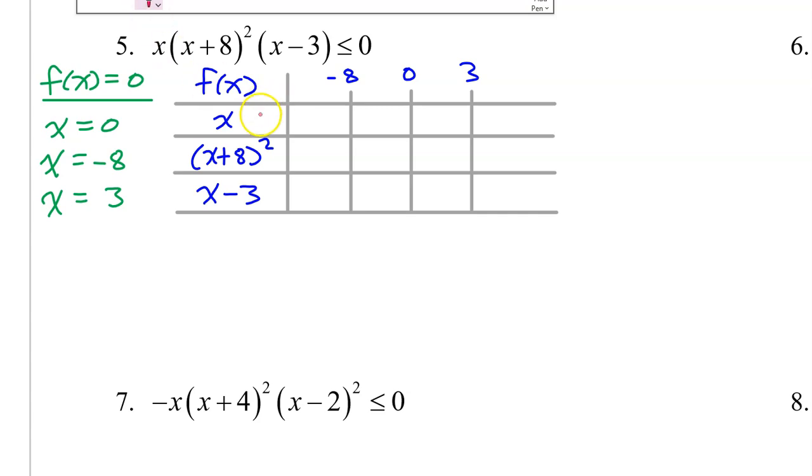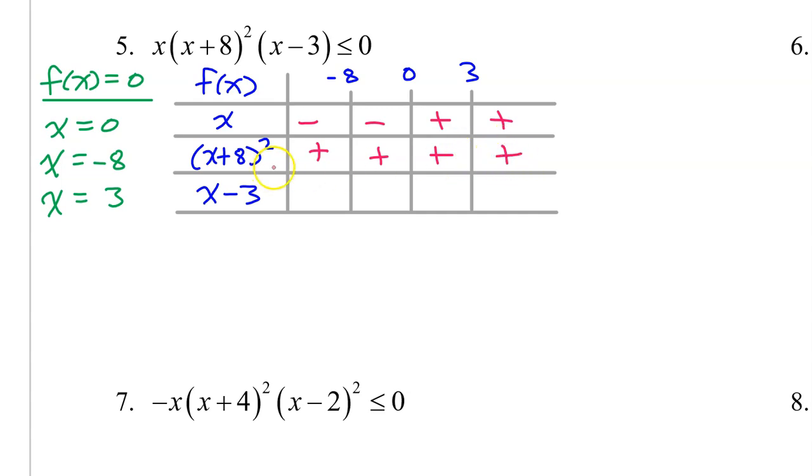Now, are these factors positive or negative in each interval? X gave us the 0 of 0. It will be negative to the left and positive to the right. It doesn't matter which 0 came from the x plus 8 squared because it's squared. A squared factor is always going to be positive. Any even exponent is going to make the factor positive in every interval. The x minus 3 gave us a 0 of 3. It will be negative to the left and positive to the right.